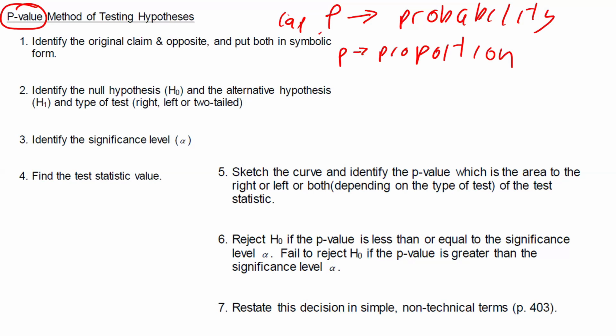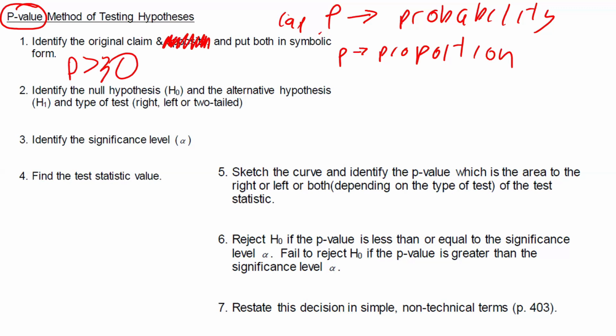So the first step is to identify the original claim. You don't need to do the opposite, which I'm not really a big fan of. And you put the original claim in symbolic form, so that means with variables and so on. So if my claim is, all right, Bobby, what percentage of men do you think are over 5'10"? So you think 30 or more percent. Let's just say that. So that would be p is greater than 30%. That's what I'm looking for.